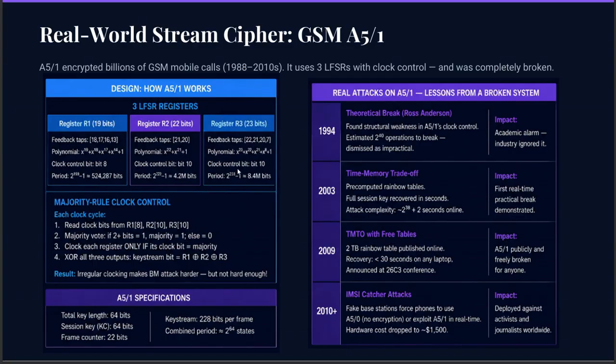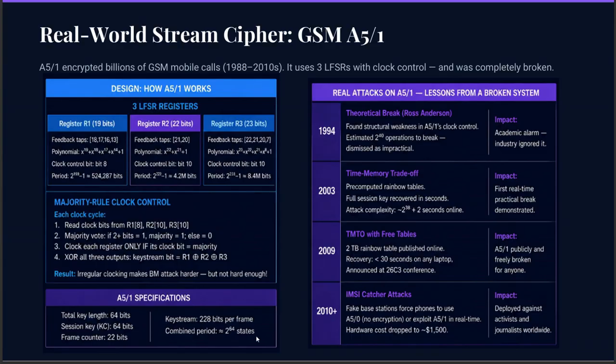Now, let us understand how this system works. During every clock cycle, the clock bits from the three registers are checked, a majority vote is calculated, and only the registers matching the majority are shifted. This is called irregular clocking. The purpose was to break the simple linear behavior and make it harder for the attacker. After shifting, the outputs of all registers are XORed together to generate the final keystream.